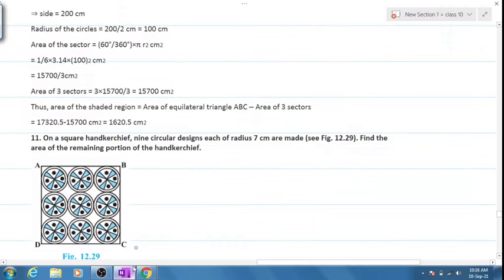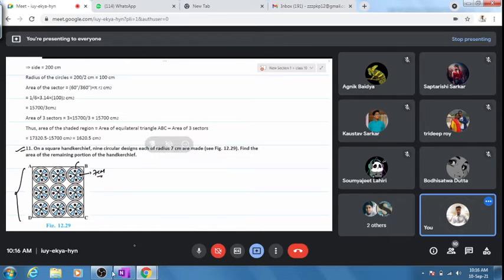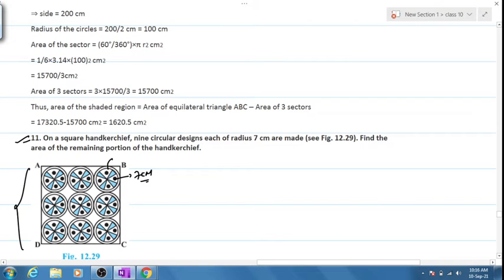Ready everyone? Okay. Moving on, question number 11. It says that there is a square with circles. So the radius of each circle is 7 centimeters. Can anybody tell me what will be the length of the side now? Anyone? See, look carefully, this is 7. This is 7. So this will be 14, and there are 3 as such.